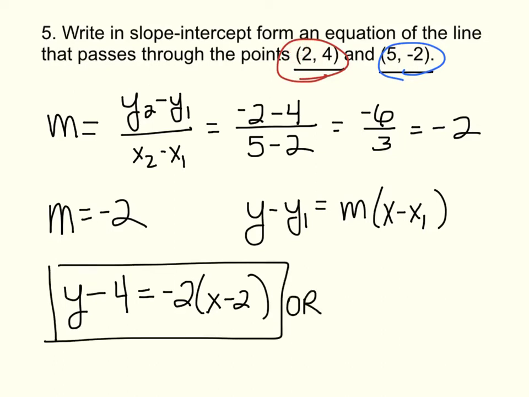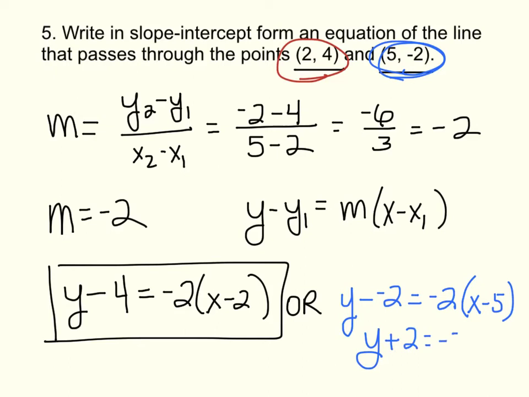You could also have, now you only need to do one of these on your homework, but you can do either one. So if I use the blue point, I would get y minus negative 2 equals my slope, which is negative 2, times x minus 5. So if I simplify, y plus 2 equals negative 2 times x minus 5. You could have either one of those answers.